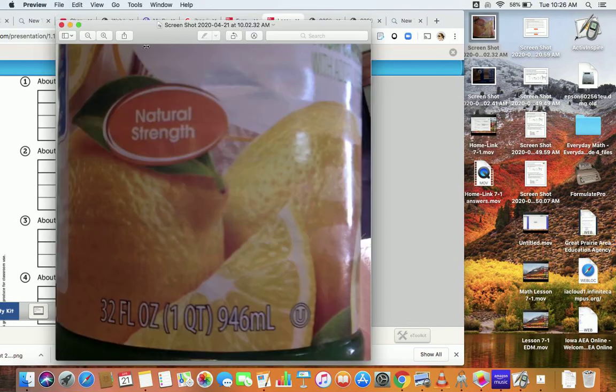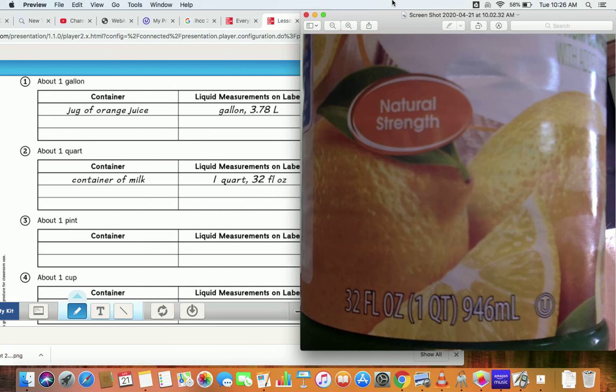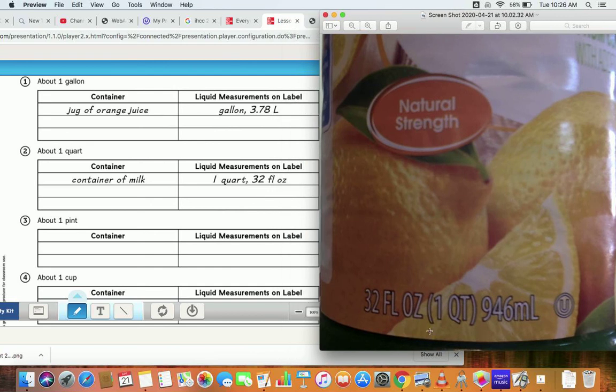So one thing that I found was lemon juice. That would go under the quart. QT is an abbreviation for quart. So I would put lemon juice, 1 quart, 32 fluid ounces, or you could put 32 fluid ounces, 1 quart. You can abbreviate however you want to do it. And if you want to write the milliliters down too, you could.